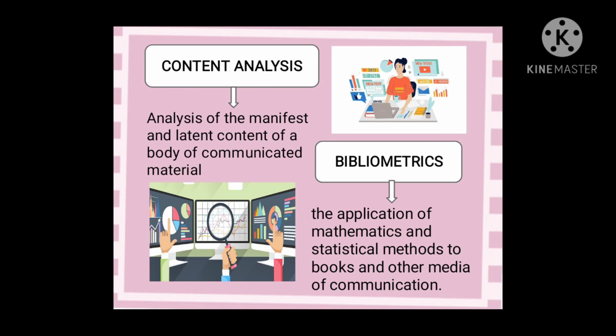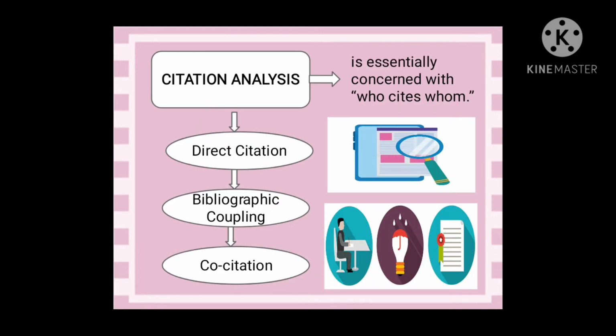So it is the analysis of the manifest and latent content of a body of communicated material, while the bibliometrics is the application of mathematics and statistical methods to books and other media of communication. So perhaps the most common type of bibliometric research is concerned with citations. So we have here a citation analysis. It is essentially concerned with who cites whom.